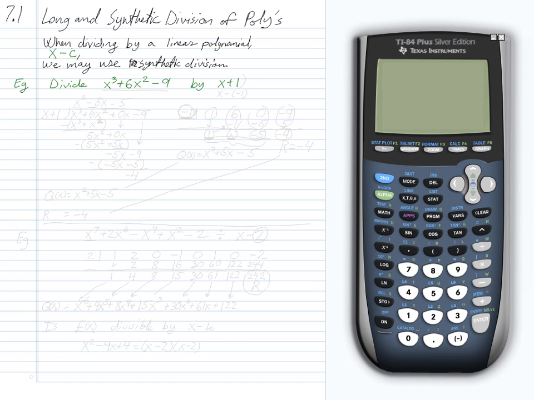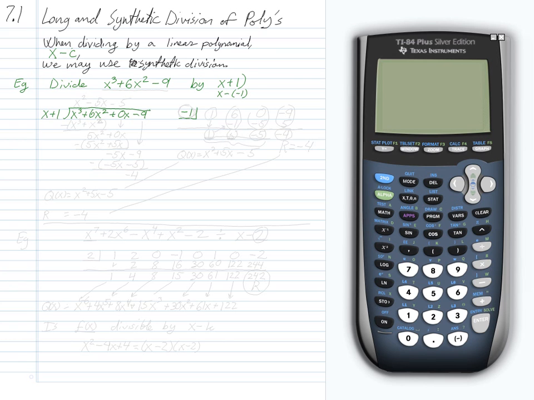So our approach with long division, we have x plus 1 outside, and under the division sign we'll have x cubed plus 6x squared. We're missing an x term, so I'll put a 0 there, minus 9. And our approach with synthetic division is to set up a little box in the top left side, and in that box I am going to put negative 1, since what I am dividing by is x plus 1, this is x minus negative 1. So we're always going to take the opposite of whatever we have in our linear divisor.